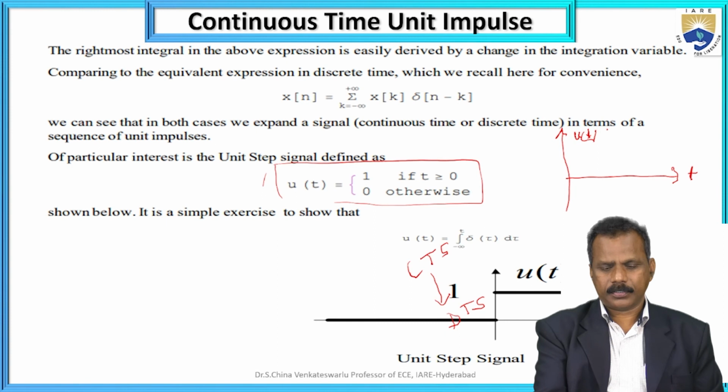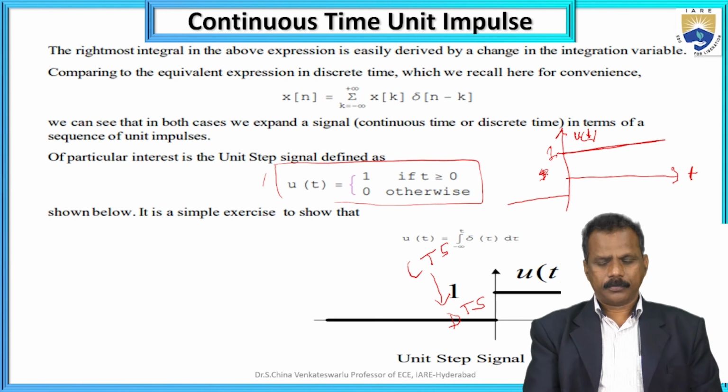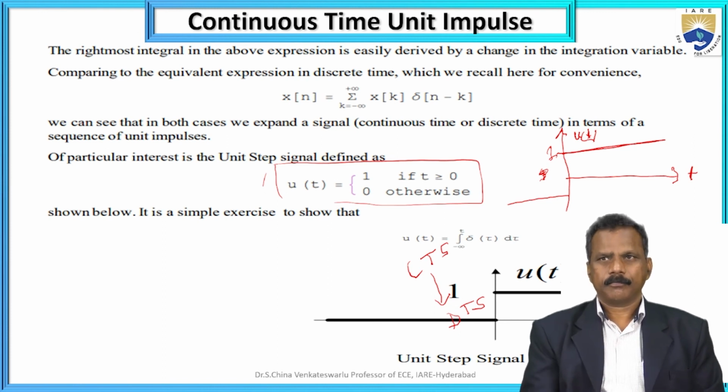So u of t is equal to the integral from minus infinity to t of delta of tau d tau, which I have to verify here. Now it is like this, here it is one. This is the unit step signal.